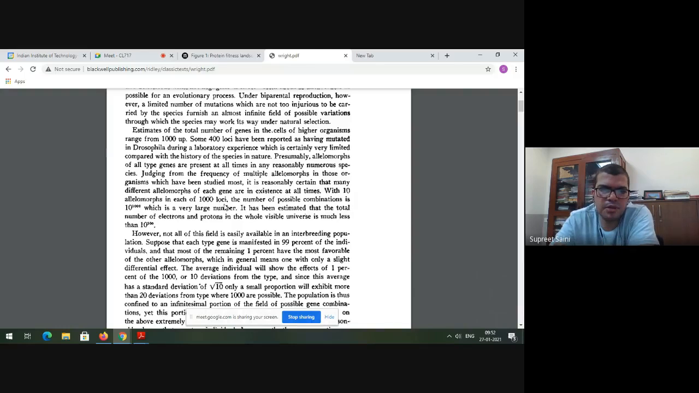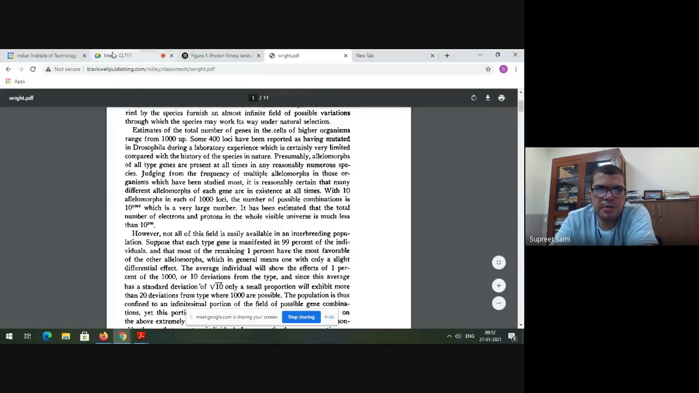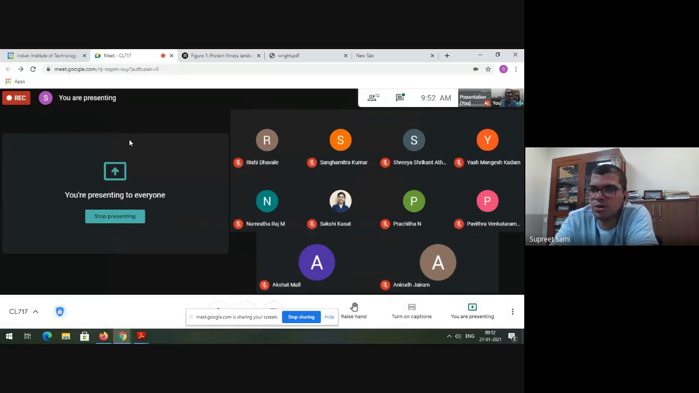We now know that this number is about 20,000. He says that there are 1,000 loci, and at each of these loci 10 different alleles are present in the entire population. If that is the case, the total number of possible combinations is 10 to the power 1000, which is a very large number. And just to give you an estimate of how large this number is, it has been estimated that the total number of electrons and protons in the whole visible universe is much less than 10 to the power 100. Okay? So this is an astronomical number, and making a landscape which captures this is not going to be possible ever.